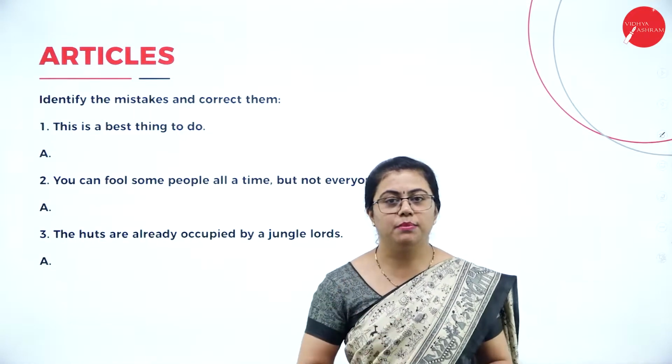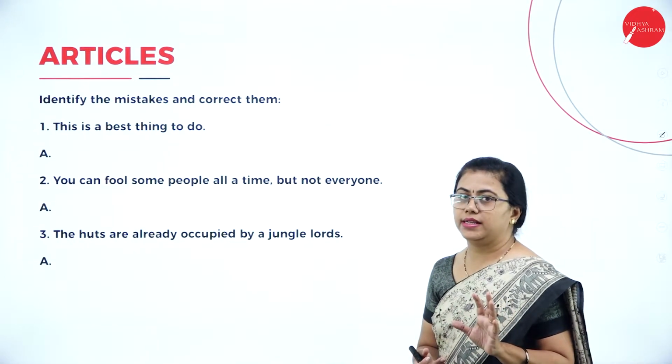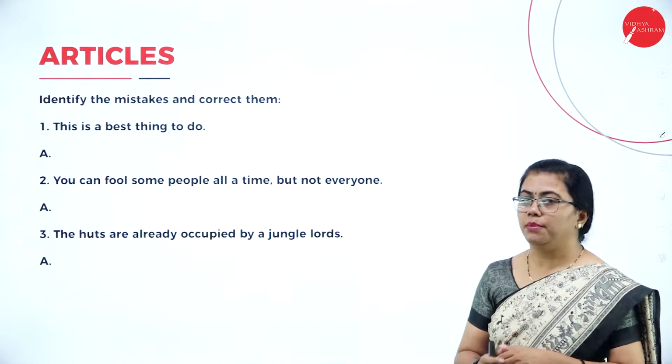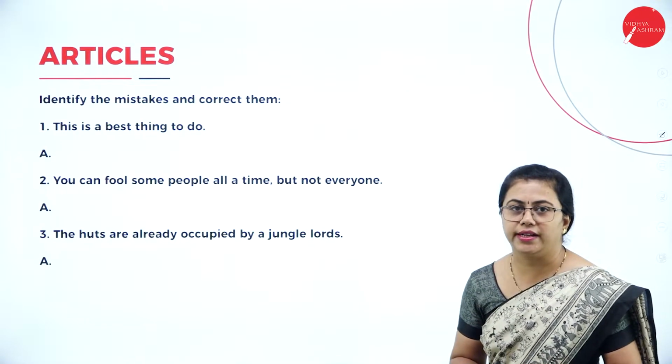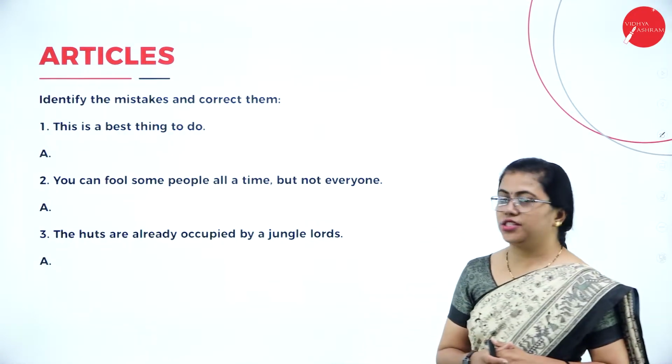Let us begin with one of the types. First thing is what I told you about articles. I'm going in the same order. I'll not be differentiating it, but I'll just tell you how to correct these. Here is the first sentence: this is a best thing to do.